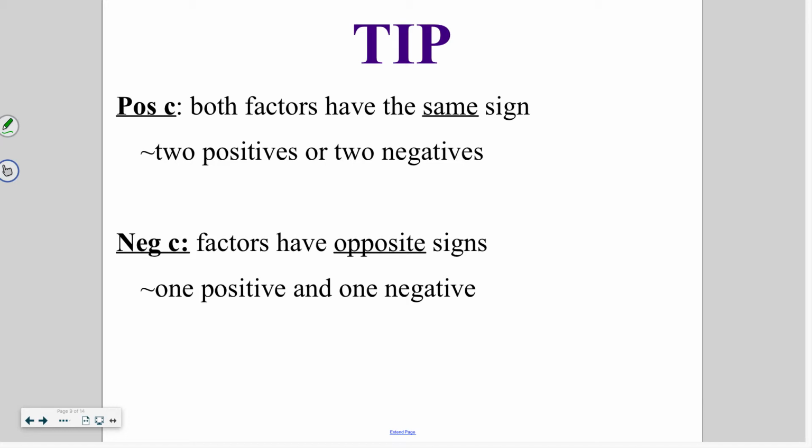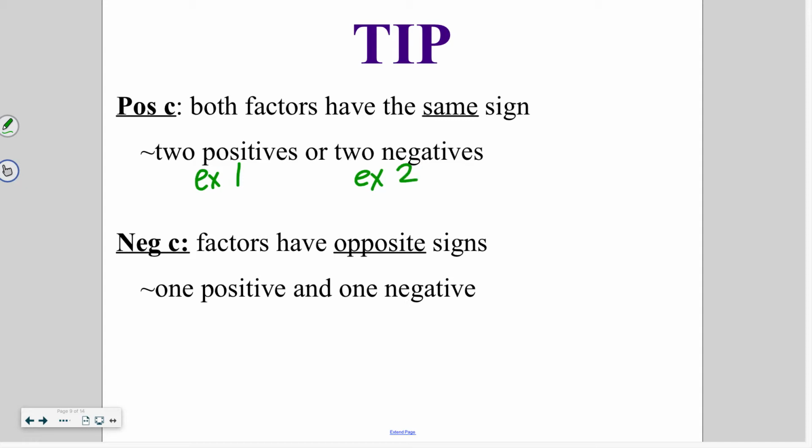Couple tips here. If that C value is positive, so that last number is positive, both of the factors have the same sign. Either both factors are going to be positive or both are going to be negative. Example 1 was both positive, and example 2 was both of them negative.